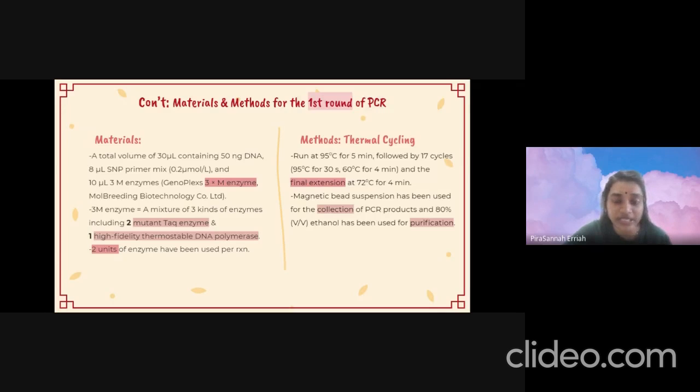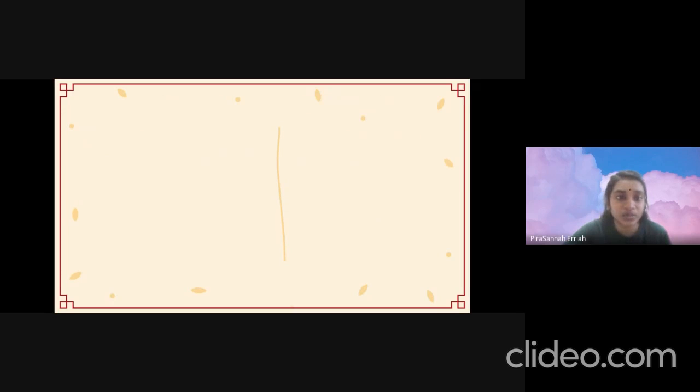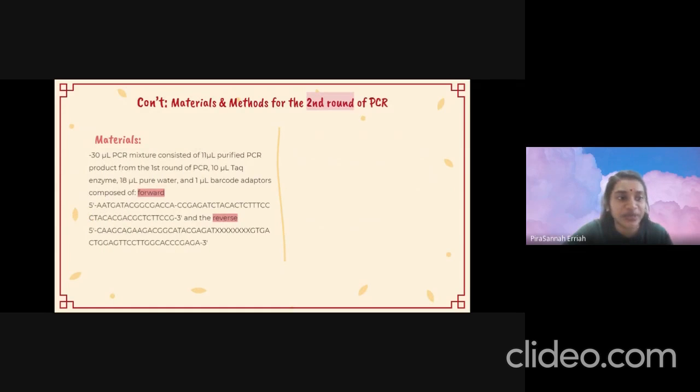Then the magnetic bead suspension was used for the collection of PCR products, and 80% ethanol was used for the purification of the PCR products. Okay, next we move to the second round of PCR, where the materials used are a 30 microliter PCR mixture that consists of 11 microliters of purified PCR product obtained from the first round of PCR, then 10 microliters of Taq enzymes, 18 microliters of pure water, and 1 microliter of barcode adapters composed of forward and reverse primers.